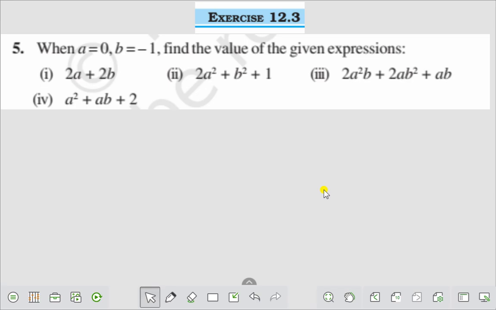When a is equal to 0, b is equal to minus 1, find the value of the given expressions. Let us find the value of the given expressions.